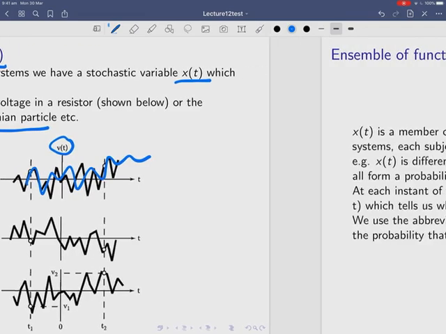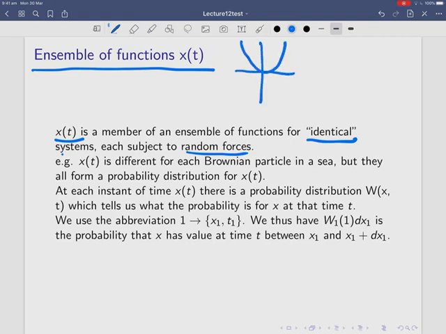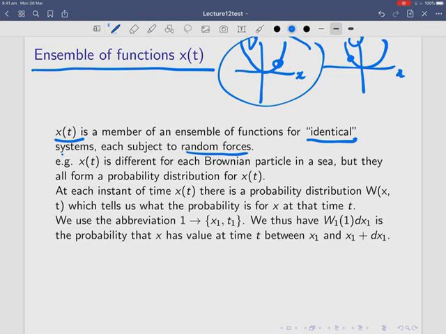Okay, and we're going to introduce this ensemble of functions x of t. Now you already know about ensembles, but x of t here is a member of an ensemble of functions for identical systems, each subject to random forces. So, for example, I could have a particle in a well. Okay, here's a particle, a single one-dimensional well. Okay, I'll draw another one here. This is x, this is U of x, and you'd have one particle there, another particle in a completely identical well moving about. Okay, and you have many, many of these kinds of systems, and that will generate an ensemble.